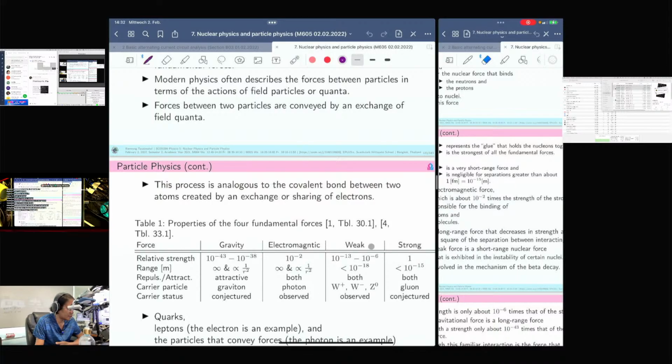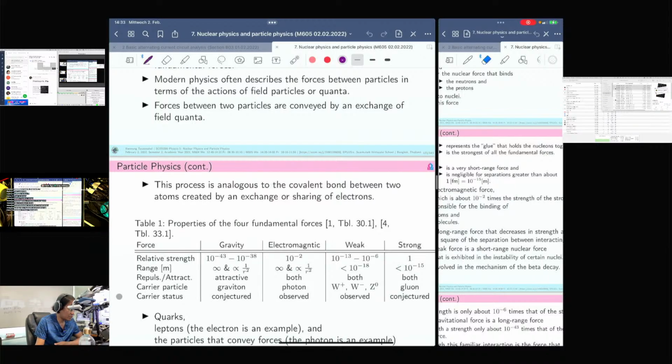What about the weak force? The weak force uses the W plus boson, W minus boson, and Z0 boson as its carriers. There are three types of particles to carry the weak force. And what about the strong force? The strong force uses the gluon as its carrier particle.